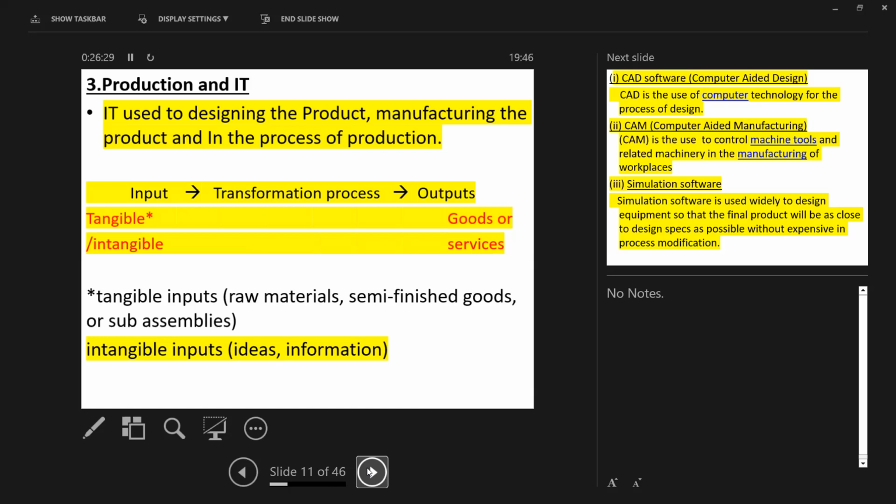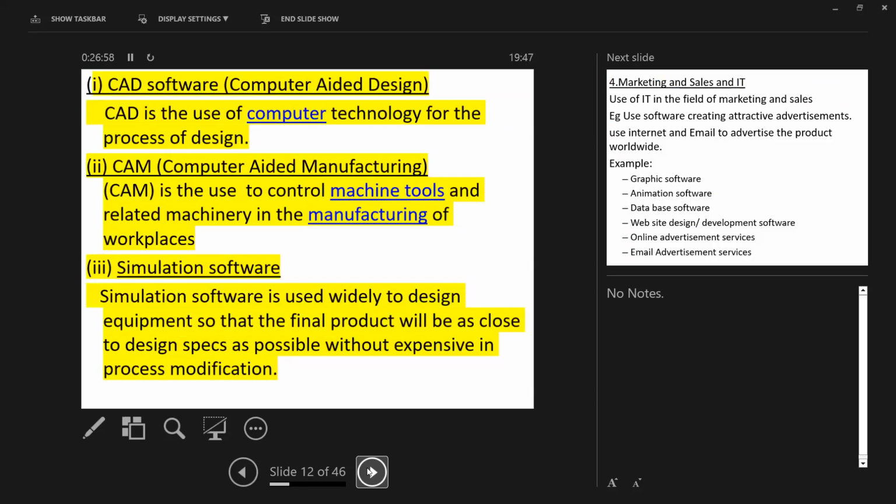In other factories, that means cloth factories, they use the cloth and then they stitch, and garment factories release trousers, shirts, like that. They are manufacturing those things. So tangible inputs use materials, semi-finished goods, sub-assemblies, then intangible ideas, information. Then CAD software, computer-aided designing. CAD uses computer technology for the process of designing.